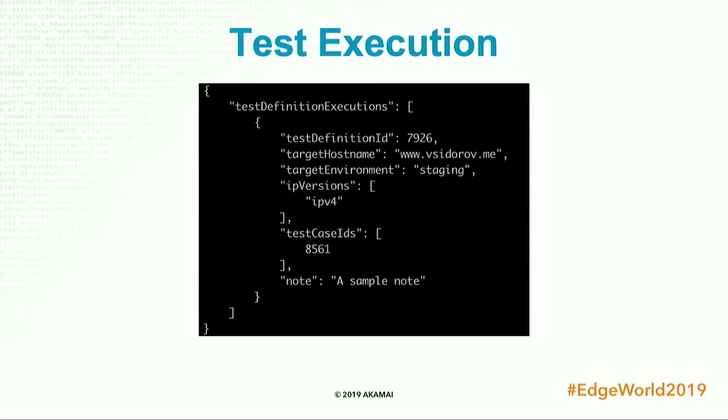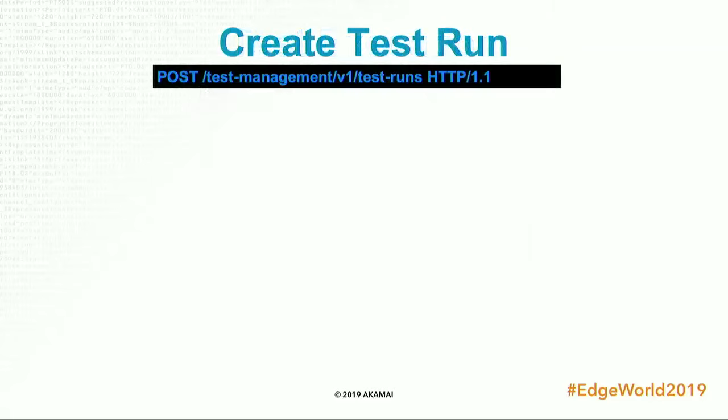So then you create a test execution. Test execution is kind of a set of which test definitions I want to run at the moment. And once it is ready, you create a test run. Test run is another object. We will see a relationship between different objects in a few moments.